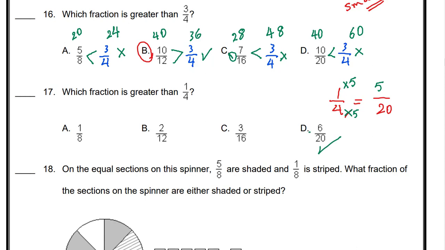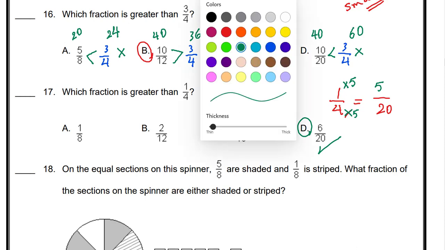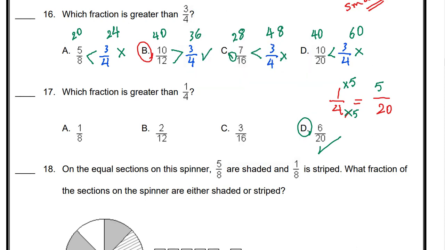Okay, I like this idea. Great work. But in this case, you need also to check the other choices. For the first one, we know that 1/4 is equal to 2/8. So this one is not greater than 2/8. And we know that 1/4 is equal to how many 12ths?